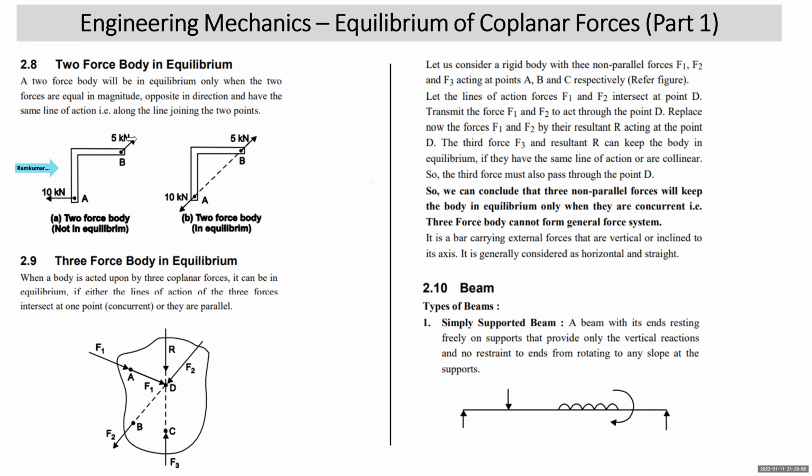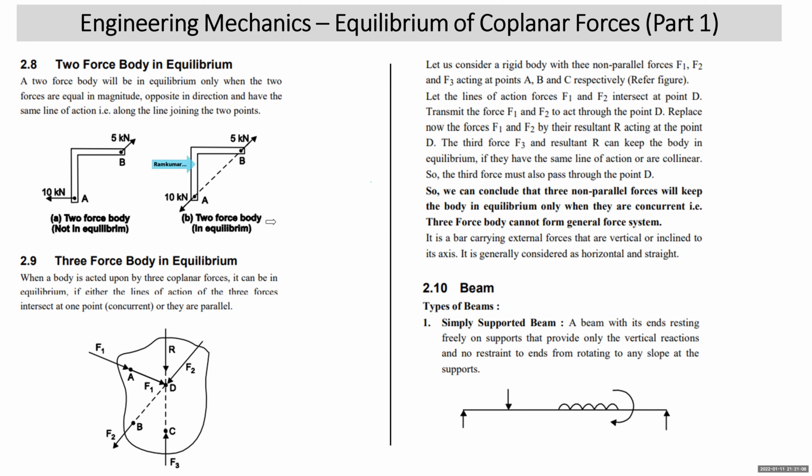5 kilonewton is applied at B. These two forces will not keep this body in equilibrium, because they are neither equal in magnitude, nor are they acting in opposite directions. So we can say this body will not be in equilibrium.